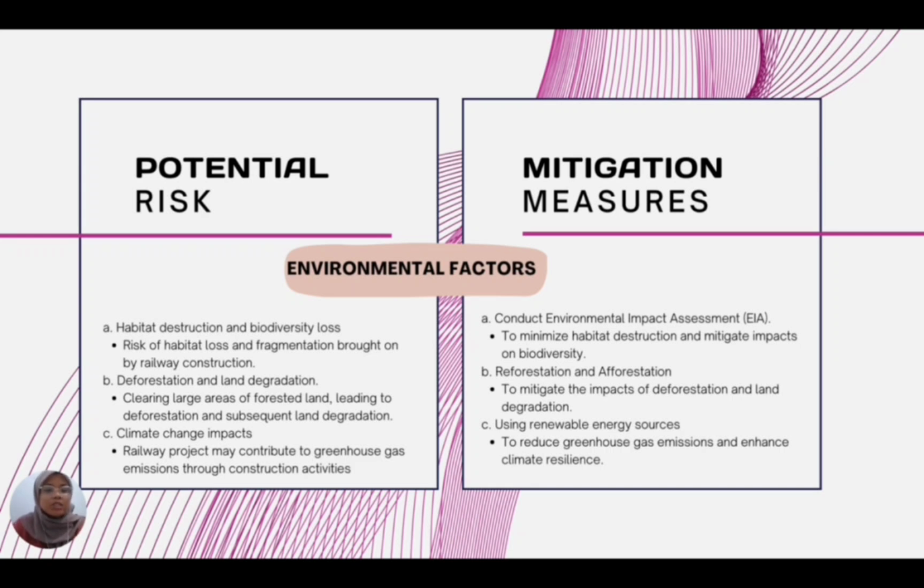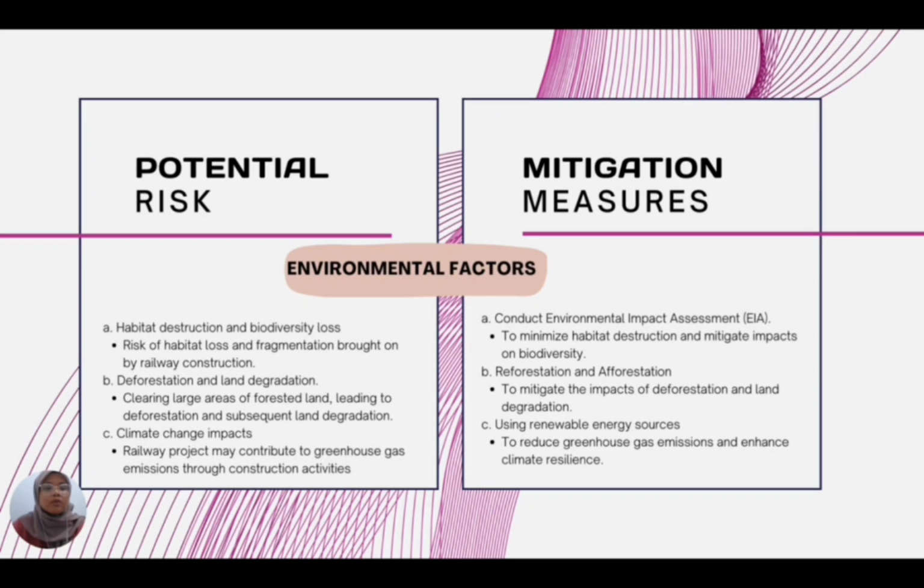Other than that, the next category of risk is environmental factors. The identified potential risks for this category are habitat destruction and biodiversity loss, which is the risk of habitat loss and fragmentation brought on by railway construction. Second, the potential risk is deforestation and land degradation. It means clearing large areas of forested land, leading to deforestation and subsequent land degradation. And the third risk is climate change impacts. The railway project may contribute to greenhouse gas emissions through construction activities.